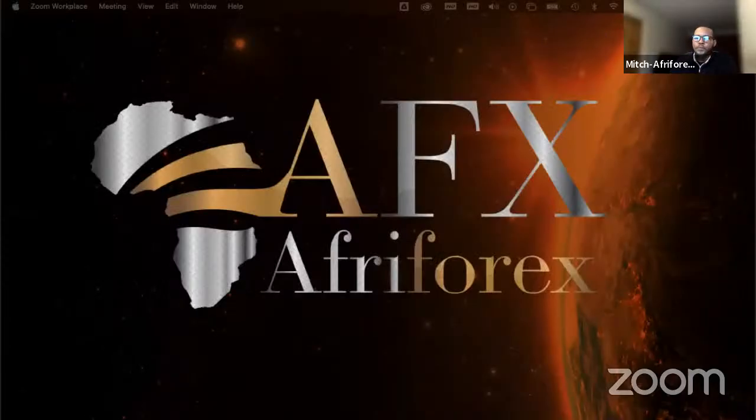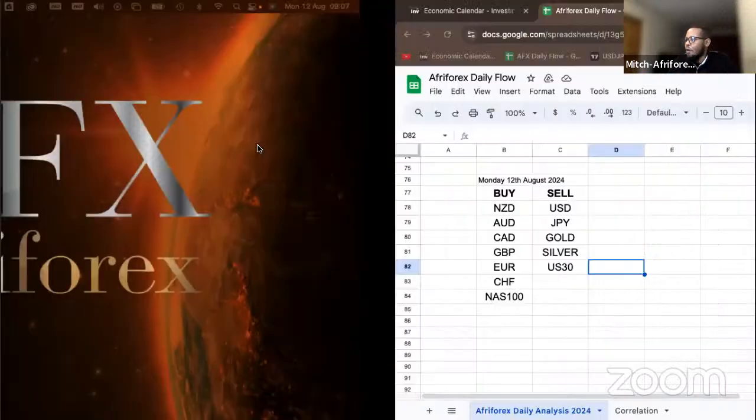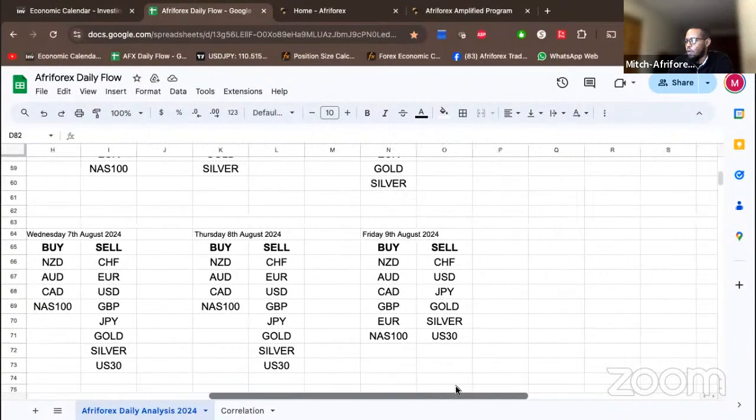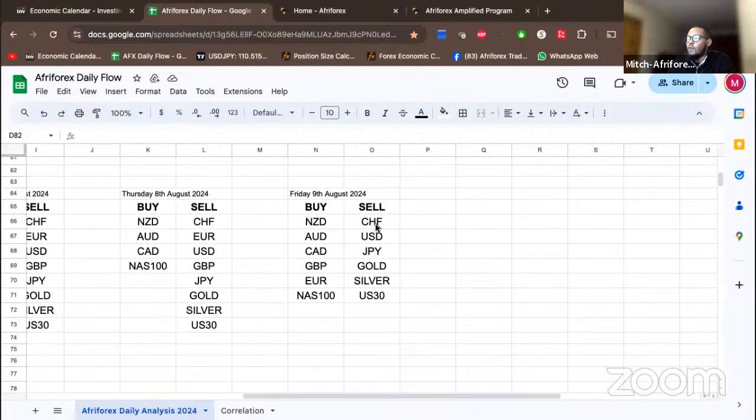So as usual, we first start off with sharing my screen. On Friday, we'll start off here with the watch list. Looking at the watch list for Friday, we were looking for selling opportunities on the Swiss franc, the US dollar, as well as the Japanese yen. And we were looking to mix and match these three pairs with all the pairs on the buy side. So that was the New Zealand dollar, the Australian dollar, Canadian dollar, the British pound, as well as the euro.